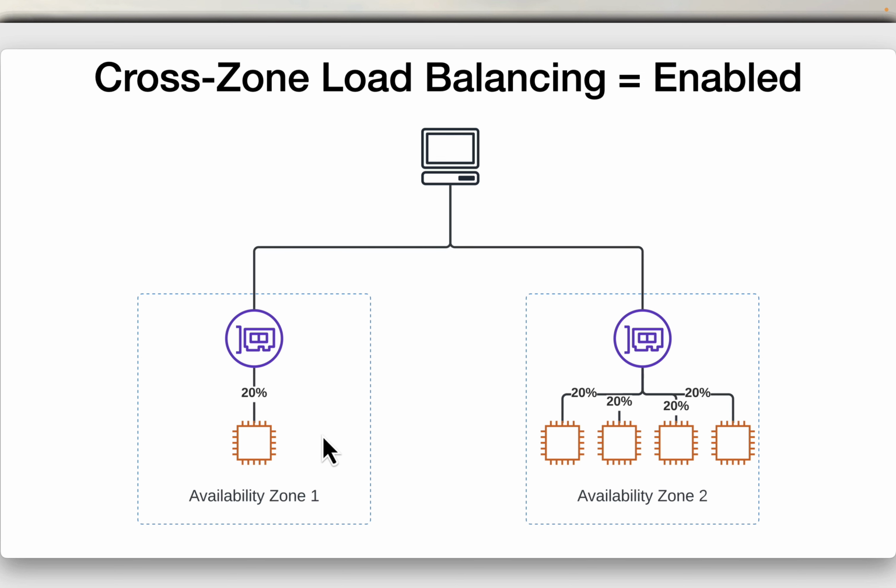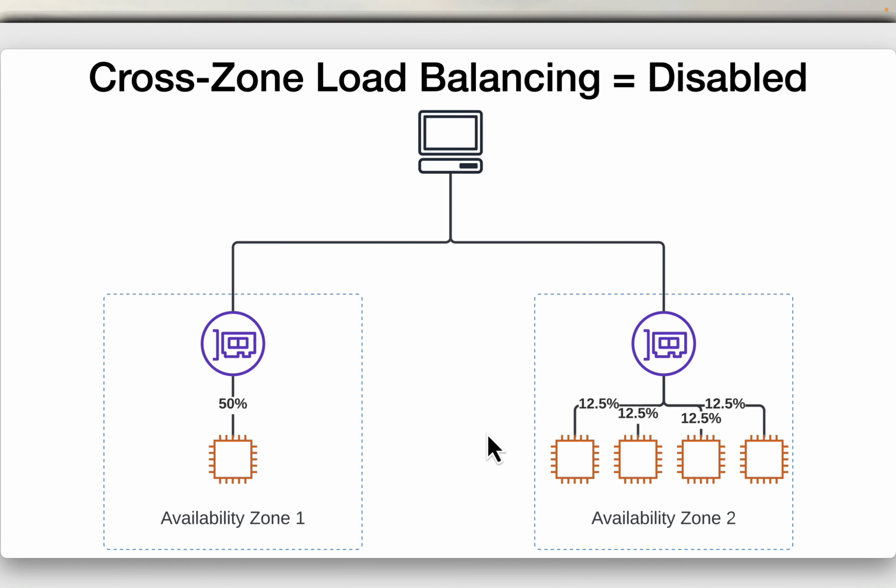So this will get overloaded and overutilized. It will impact performance, but this other one will be underutilized. So this particular availability zone or this instance will have to take all the load. But if you have it disabled, this is how it looks.